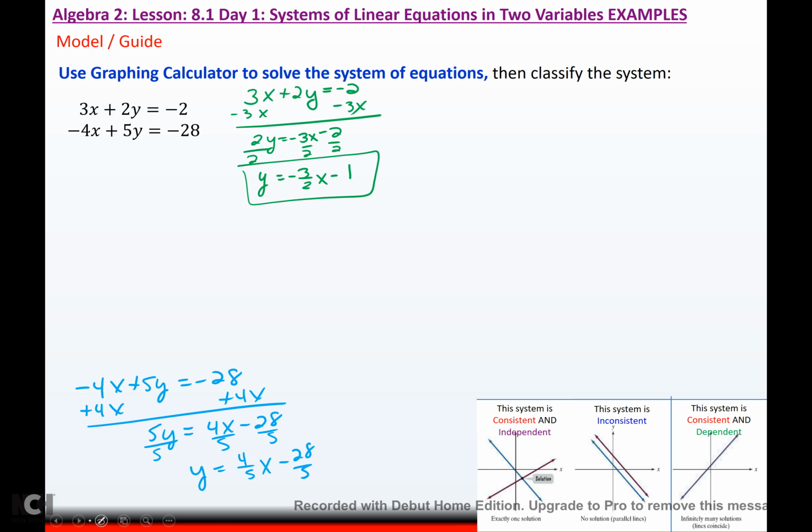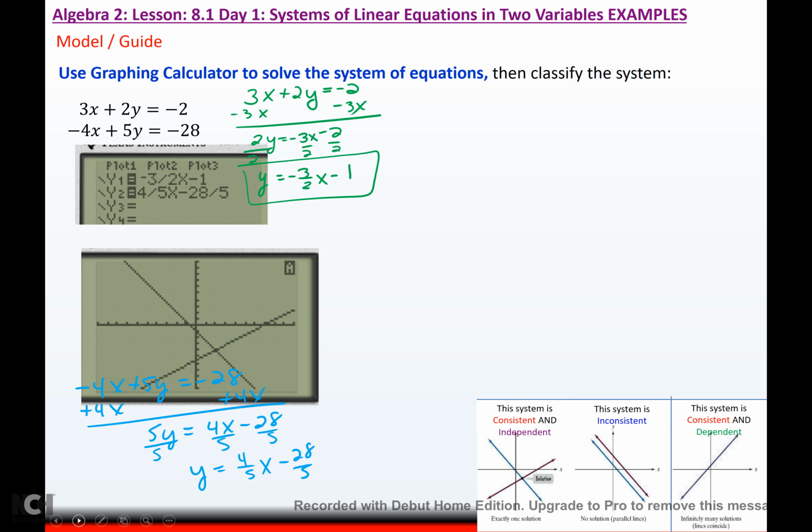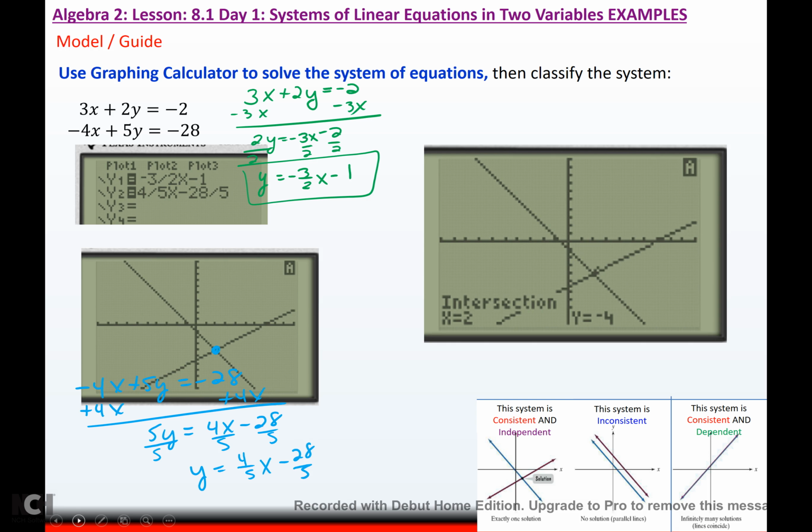So now when I go to my y equals, I type in negative 3 halves x minus 1 and 4/5 x minus 28/5. Hit graph. There's my solution. To calculate it, I'm going to hit second calc 5 for intersect, and it shows me my intersection point is at 2, negative 4. So my solution is 2, negative 4.